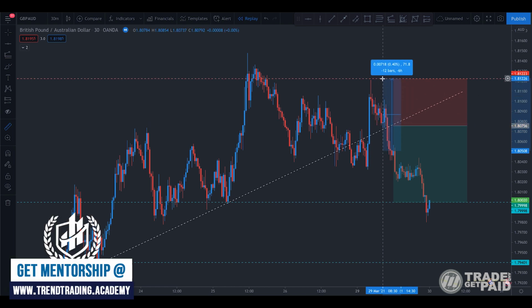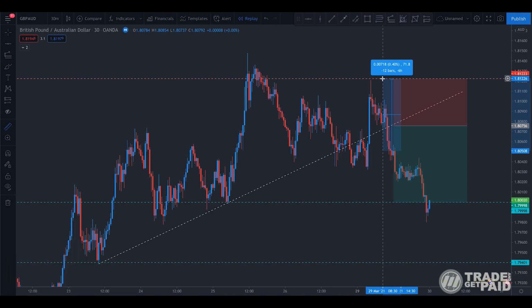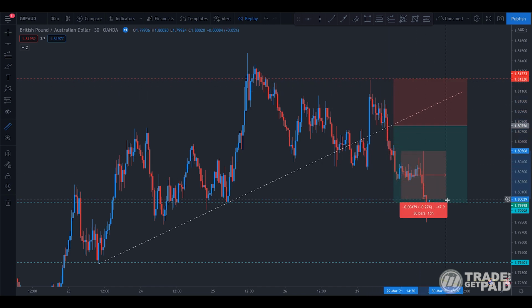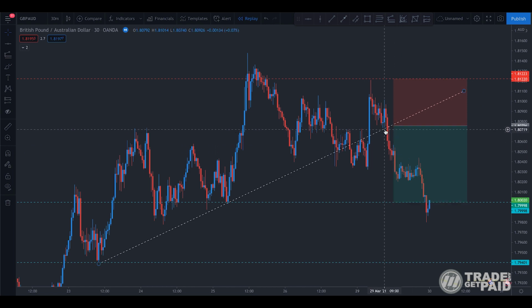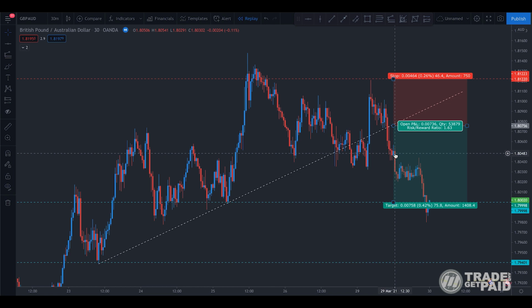However, you are 71 pips from your stop loss. You were 46 pips from your stop loss. Now you're 71 pips from your stop loss. And you are 51 pips from your take profit. So at this point, when you hit that little pullback candle, you are in 25 pips of profit.